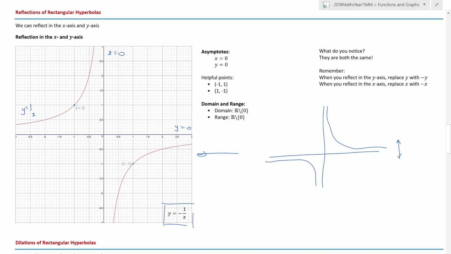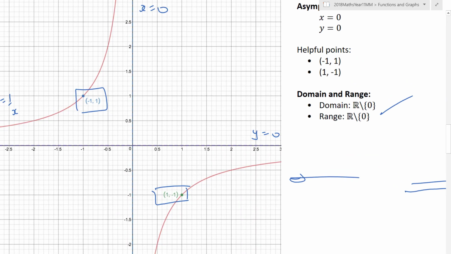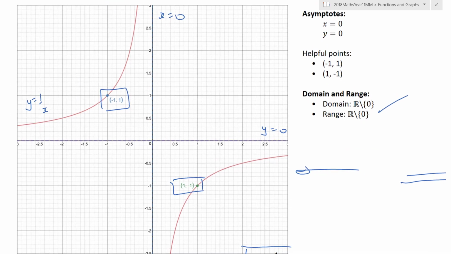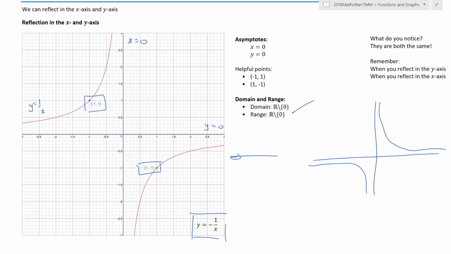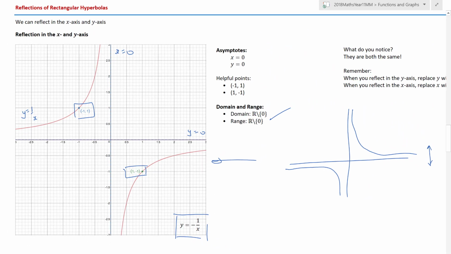What else would I need to know? Are there any axis intercepts? No, there aren't. My domain and range haven't changed because I have just flipped them. But my coordinates have, right? So I need to now notice that my coordinates have now gone to (1, -1) and (-1, 1). So that was the reflection in the y-axis. What happens when reflected in the x-axis? What happens when reflected in the y-axis? Well, funnily enough, it comes up with exactly the same thing.